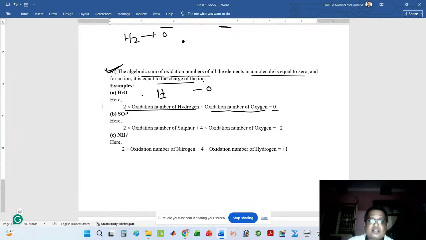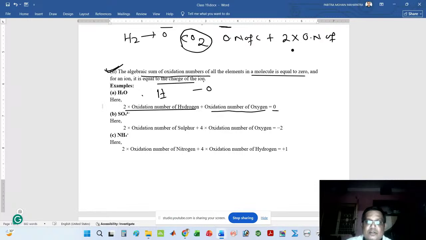I can take another example. If I take carbon dioxide, carbon dioxide is a molecule. So here I can write: oxidation number of carbon plus 2 into oxidation number of oxygen is equal to 0. For a molecule, the total oxidation number is equal to 0. For an ion, the total oxidation number is equal to its charge.